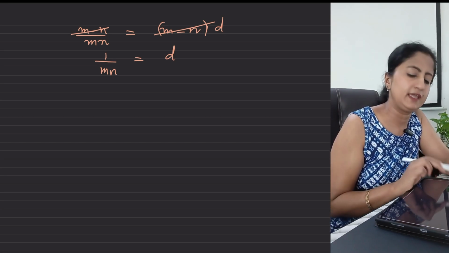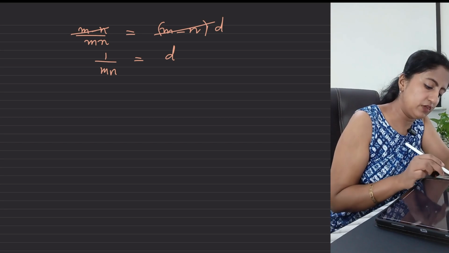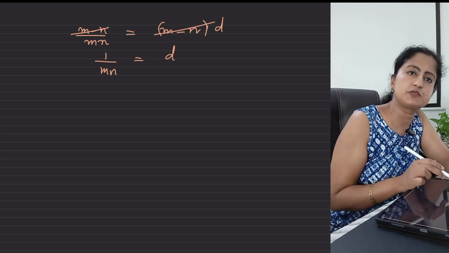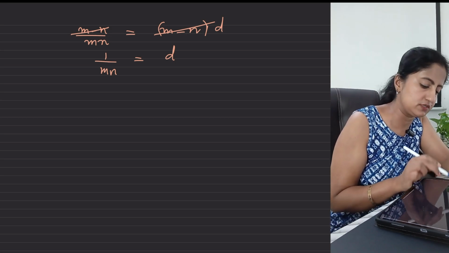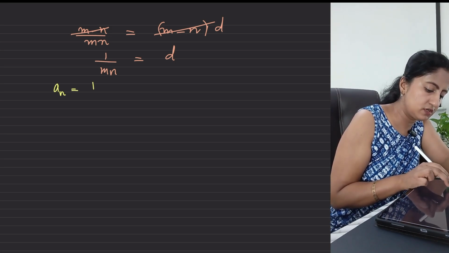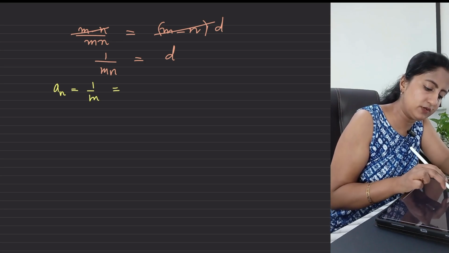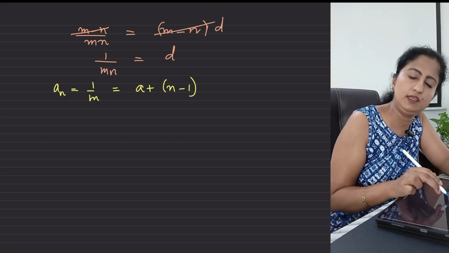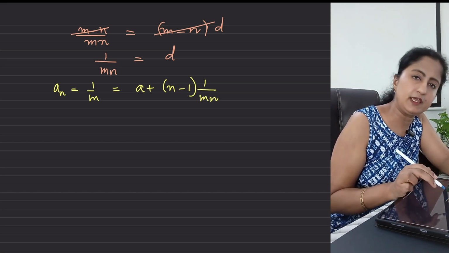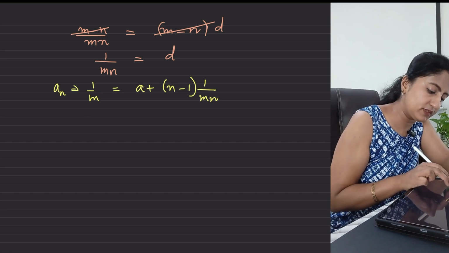We need to find a. So what I'm going to do, the initial relation that we had of an, you can substitute that in either of these equations. I am substituting in an. An was 1 by m equals a plus n minus 1d. Now in place of d, I am substituting 1 over mn. So let's start solving this one.